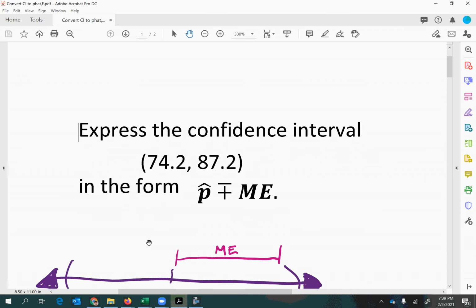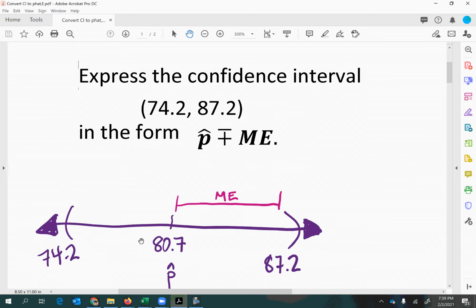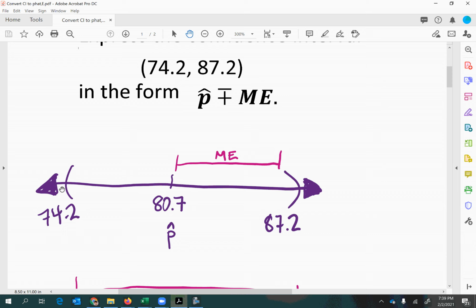So I've drawn a little diagram here to illustrate this. And there you can see a number line with the interval boundaries 74.2 and 87.2 marked. And in the center, right in the middle, is our sample proportion p hat, 80.7. That's the midpoint between the two interval boundaries.